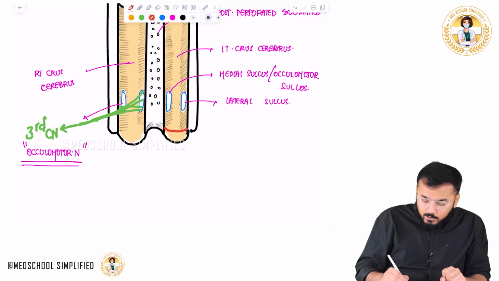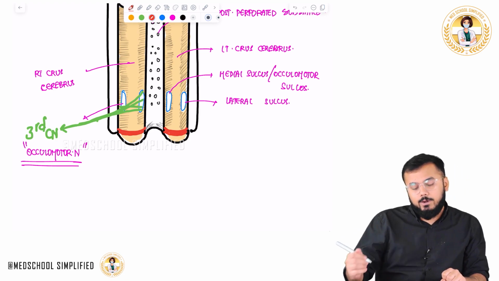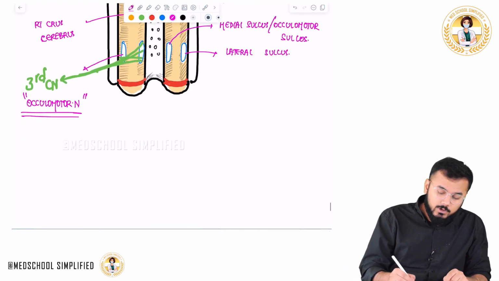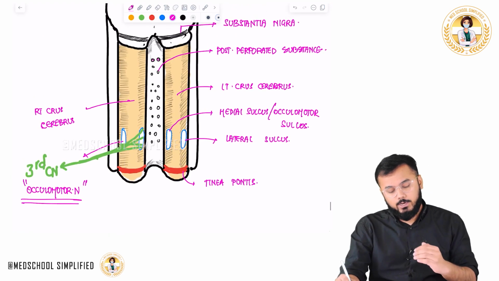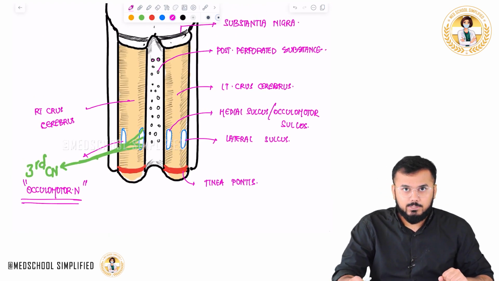Next important thing is that exactly in the lower end of this right and left crus cerebri, you have got a structure like this red color structure which you can see. This structure which is located in the lower end of the crura is called taenia pontis.